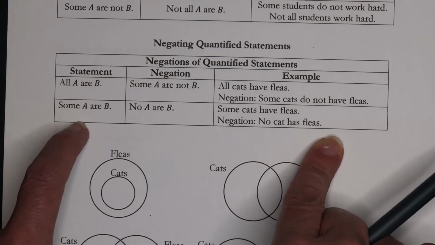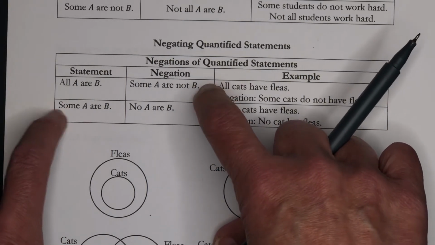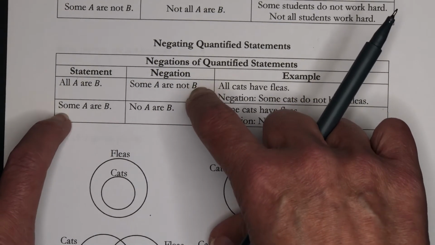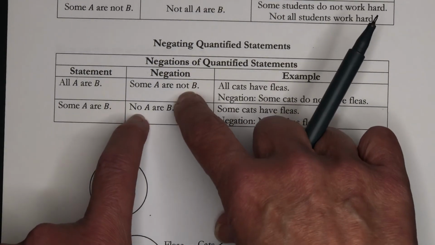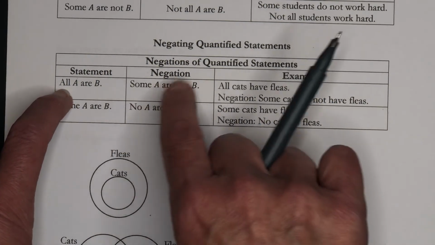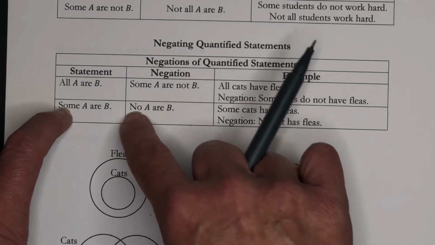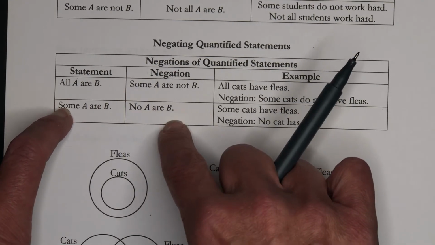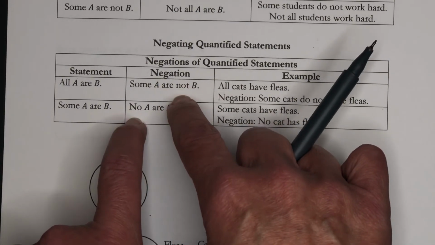Okay, now how can you remember this a little bit? Notice that each one of these cases has a some statement in it, and each one has a no or not statement in it. So if I have all, I need a some and a not. Here I have a some, so I need a no or an all. So no, that gives me the no negation here. No A are B. So each one has a some and each one has a no or a not.